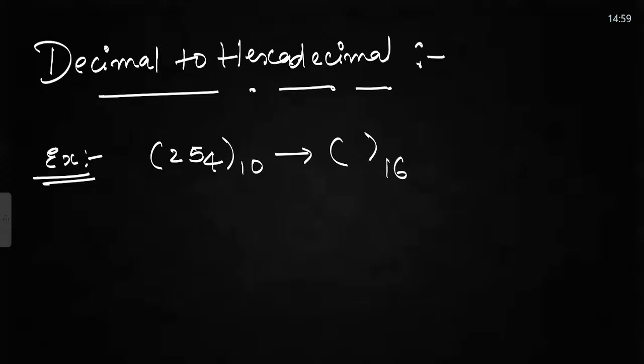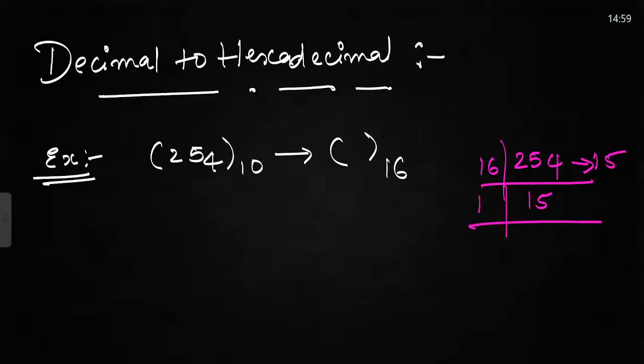Now let us understand a problem with this one. If I am given 254 base 10, in hexadecimal what will you get? 254 divided by 16 gives 15, so 15 with remainder 14. Fifteen is F and 14 is E. So you will get FE.